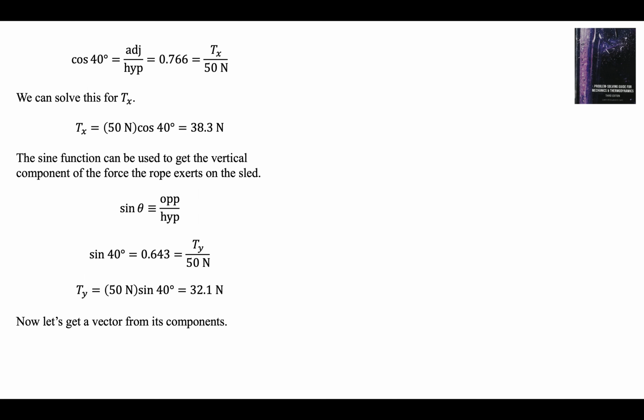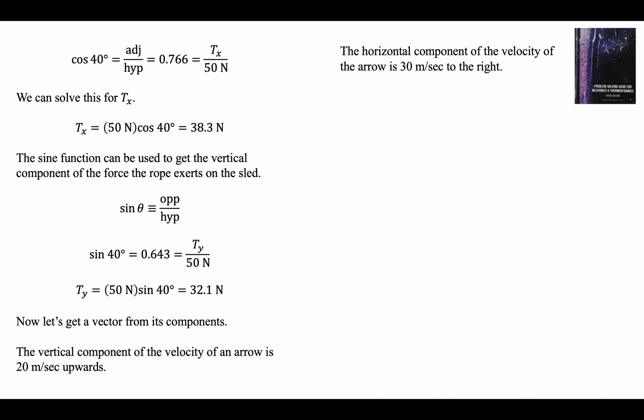Now let's get a vector from its components. You're going to be doing a lot of this in Module 2 when we do projectile motion. You're going to have the horizontal and vertical component of the velocity, and you have to get the speed. The vertical component is 20 meters per second upward. The horizontal component is 30 meters per second to the right.